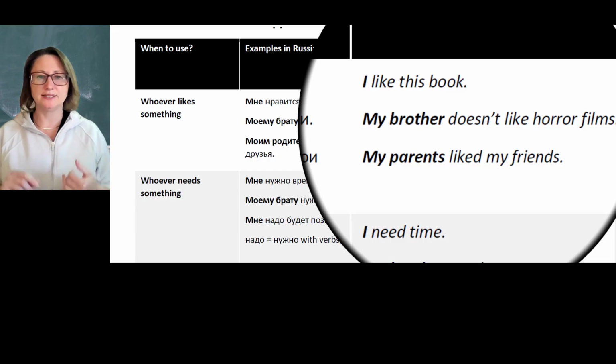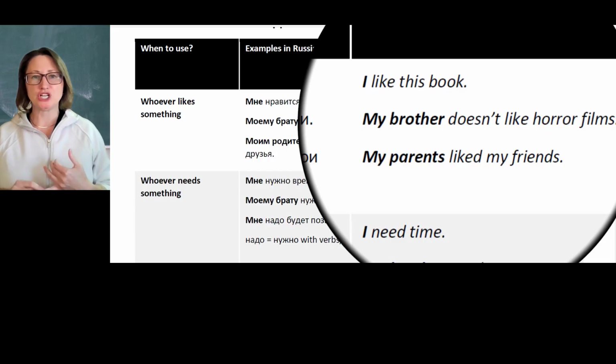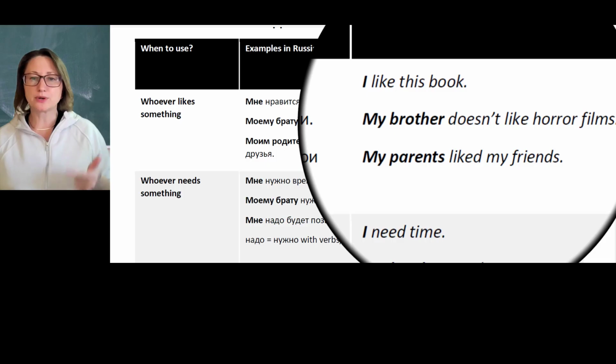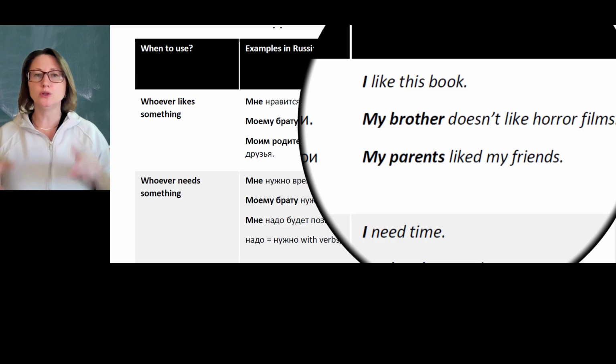sentences, we have I like this book. My brother doesn't like horror films. My parents liked my friends. So here, I, my brother, my parents are subjects in English, but they're in bold because when you translate these sentences into Russian, they will be dative.